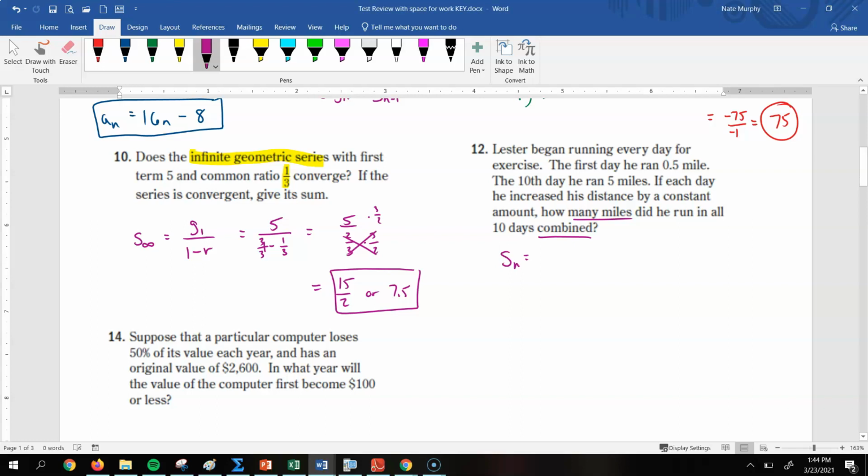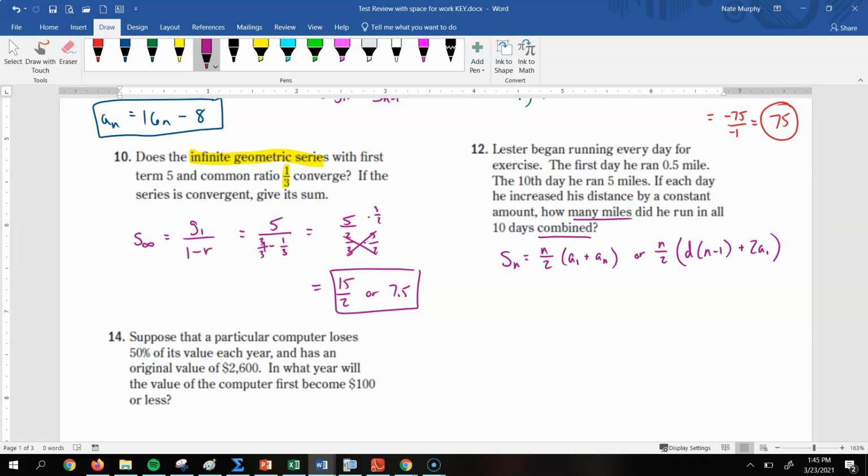So we have this one, where we would take n divided by 2 times your first term plus your last term, or, depending on what we're given, we could do this formula. We take n divided by 2 times your constant difference times n minus 1 plus 2 times your first term. So we've got to figure out, with what we're given, which formula would be the easiest to use.